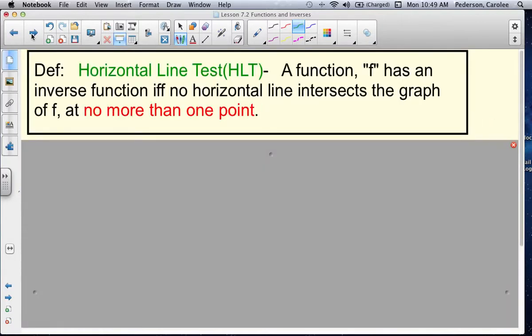Let's go on to the horizontal line test. The horizontal line test, for short, we call the HLT. A function f has an inverse if and only if no horizontal line intersects the graph of the original function at more than one point. So make sure you write down this definition, the horizontal line test.